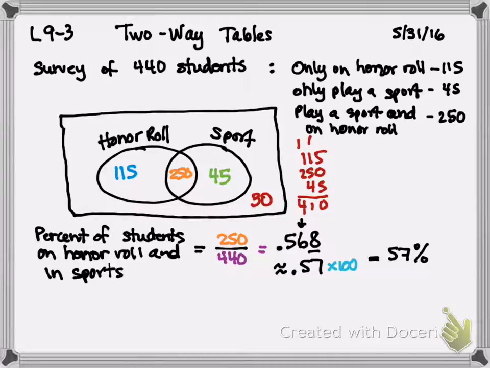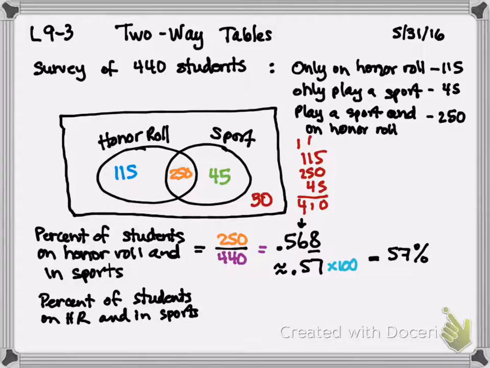Now what if I change it and I say, okay, what about the percent of students on honor roll, I'm just going to abbreviate it, and in sports, compared to total on the honor roll. So what's the total of students who are on the honor roll? How would I figure out the total that's in honor roll?